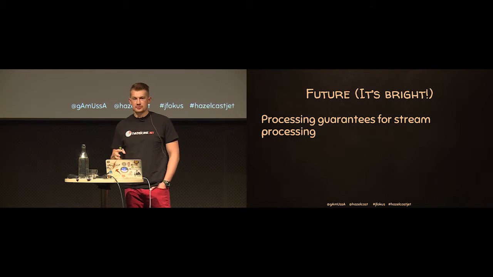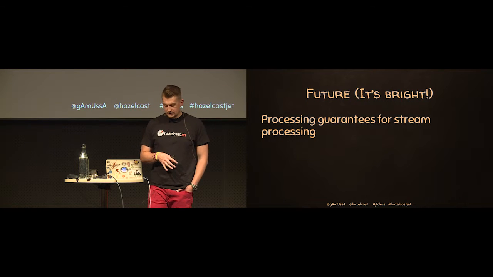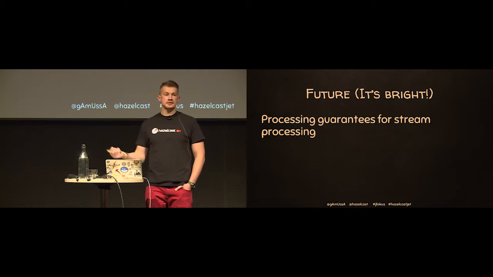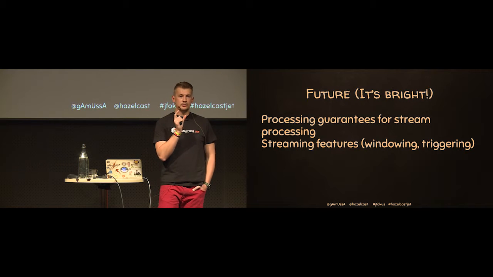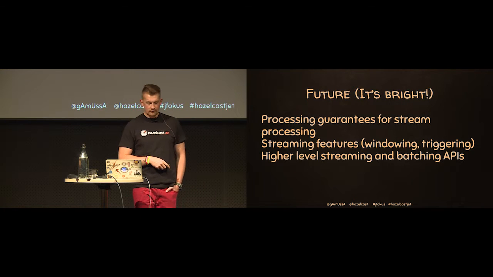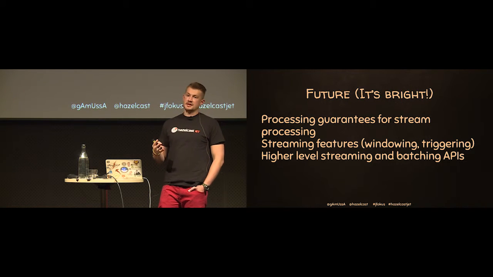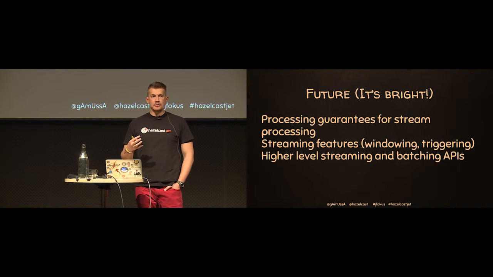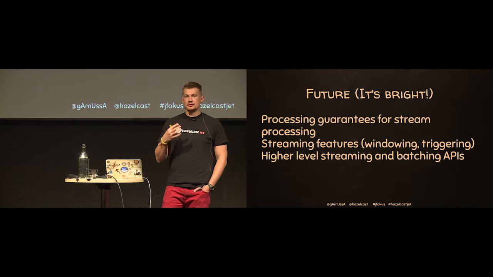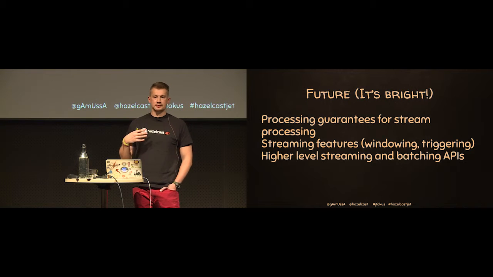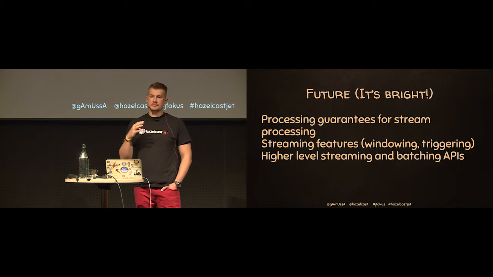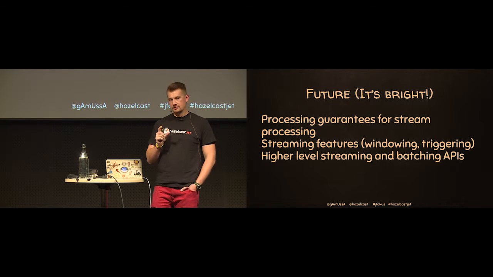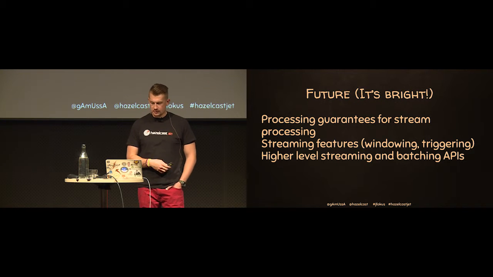Some of the things that we will do in the next versions: we're going to implement different processing guarantees, like a process-only-once guarantee, for example. We will add more streaming features like windowing or triggering. I already mentioned Apache Beam. Apache Beam is a project plus SDK provided by Google, which they designed in Google Compute Cloud for the project Dataflow. This API unifies the way you deal with streaming and batching data, like bounded and unbounded data, so we're also looking into implementing this.